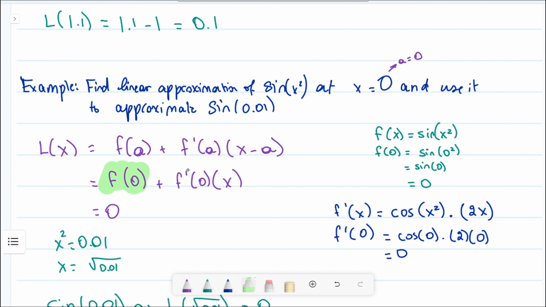Now let's find f of 0 and f prime of 0. So f of x equals sine of x squared. Then f of 0 equals sine of 0 squared, which is equal to sine of 0, which is 0.